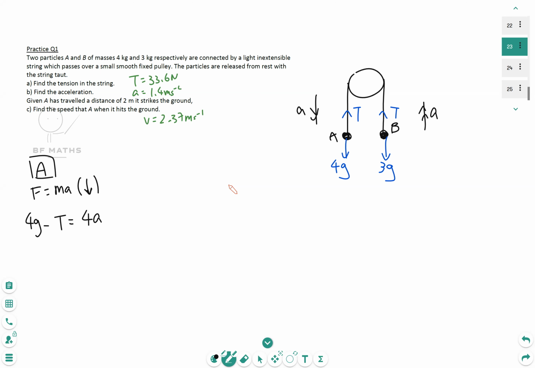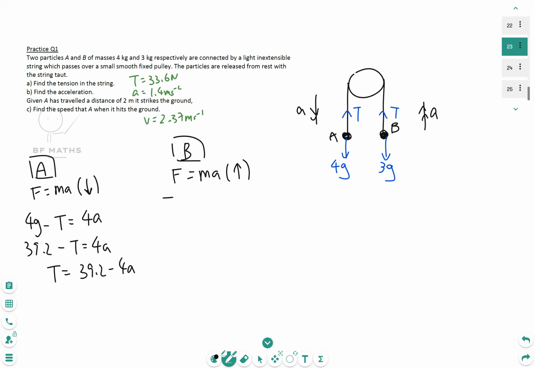So there's actually no variable. So 39.2 minus T equals 4a. Make T the subject, so T equals 39.2 minus 4a. A lot of students will make mistakes with the plus and minus sign when you rearrange it, so be careful with it. So part B, particle B is moving up, so T minus 3g equals 3a.